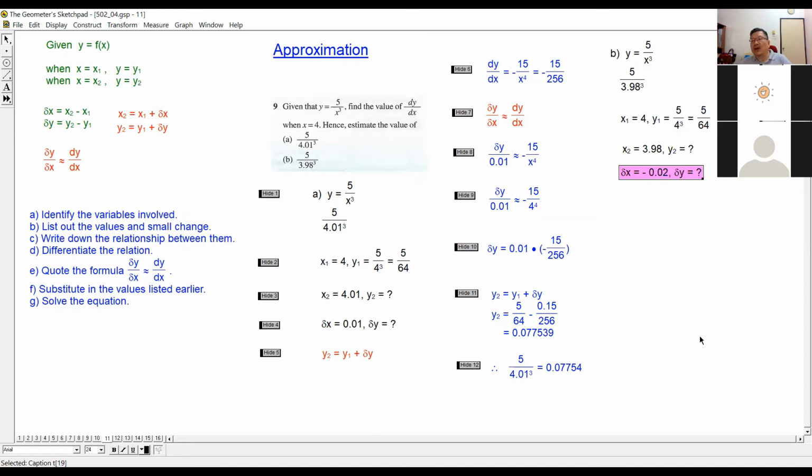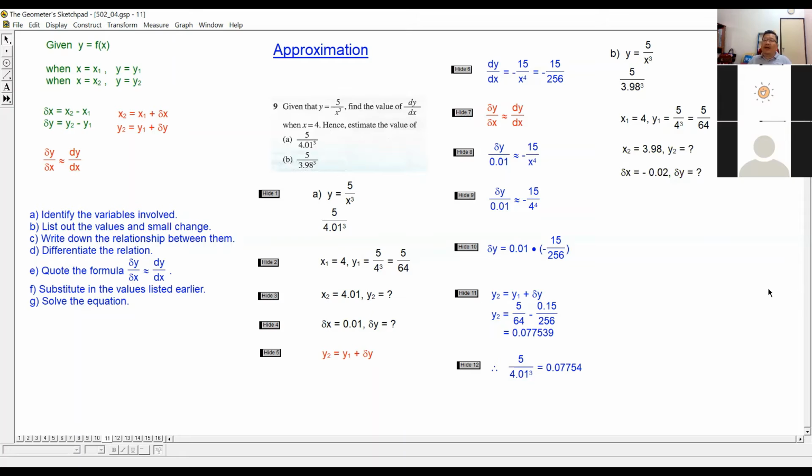Delta x is your x2 minus your x1, which is negative 0.02. So this is your x1, y1, x2, y2 don't know yet. This is your delta x. So with this, you can find your delta y first, right? Don't find y2 first, find delta y first.